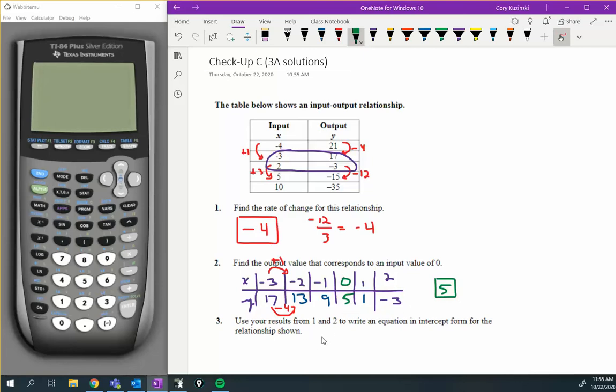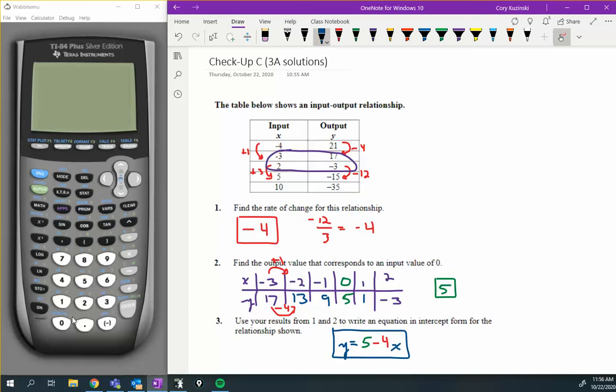Use your results from 1 and 2 to write an equation in intercept form. It's going to be y equals our y-intercept, 5, minus 4 times x. That's our equation.